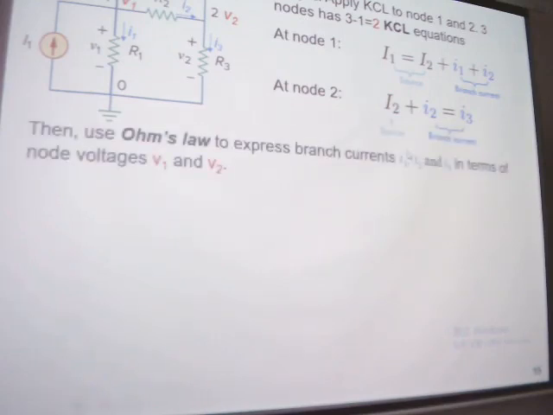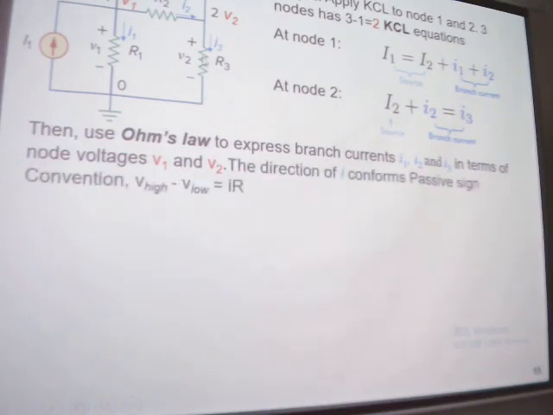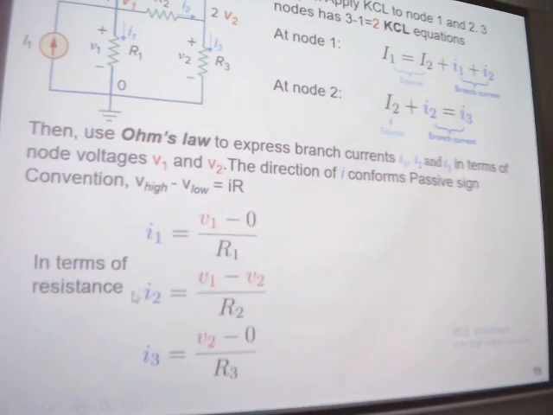Source 10 plus 1. Then use Ohm's law to express branch currents I1, I2, I3 in terms of the node voltages V1 and V2. The direction of I conforms to the passive sign convention. V high minus V low should be equal to IR. So, in terms of the resistance, we get this relation. From this, we get this one. From this, we get this one, right? And from this one, we get this one. Clear?